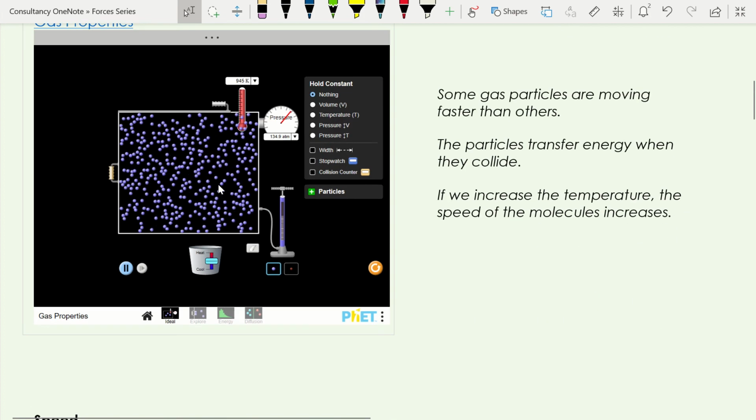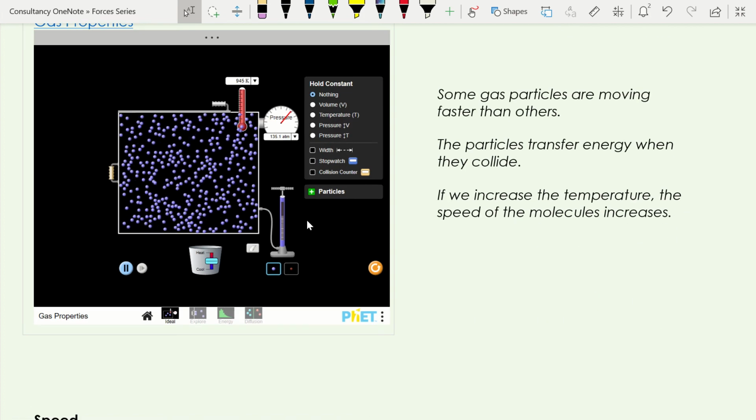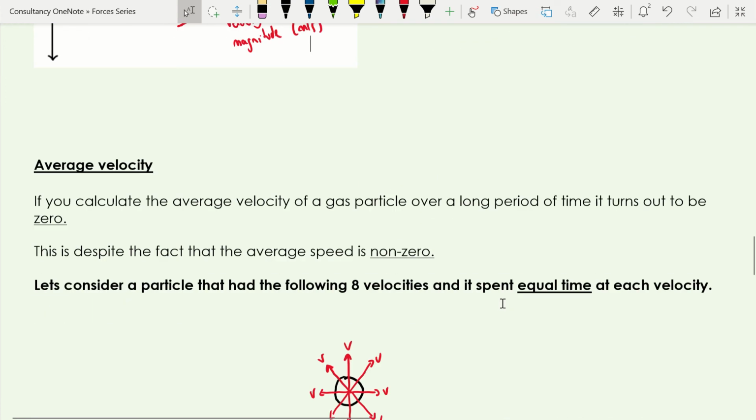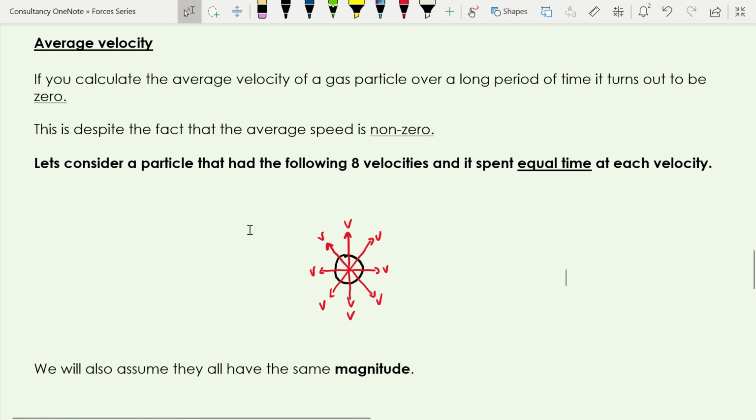So that comes across as fairly strange. If we go back to our simulation, we're like, no, these particles are moving around. How on earth do they have an average velocity of 0? So let's actually think about that in a bit more depth. So let's consider a particle, and over a period of time, it had the following 8 velocities. So it's quite a simplified example, but it gives you the right idea. And because its motion and direction are purely random, it's reasonable to say that it spent an equal time at each of these velocities. So we don't know what order it would go through those in, but it would spend equal time at each of them, and each of those velocities are the same magnitude.